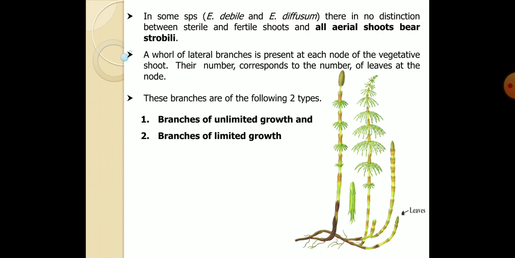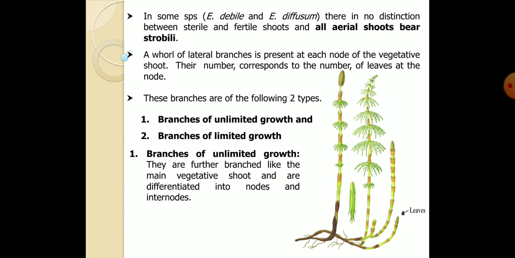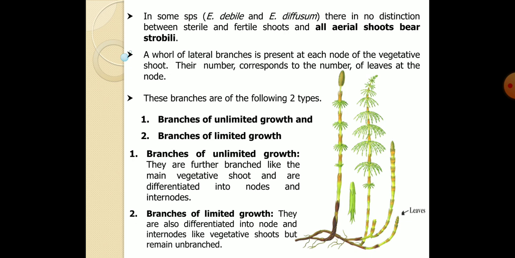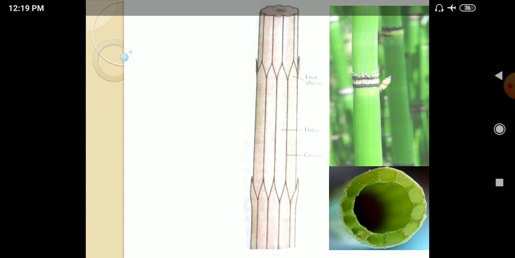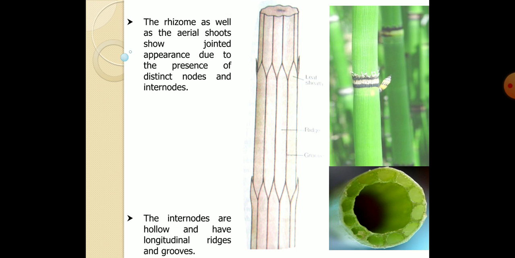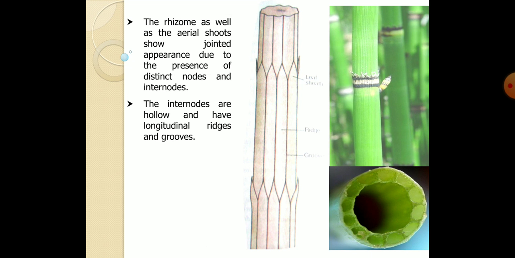The branches are of two types, branches of limited growth and branches of unlimited growth. Branches of limited growth have limited shoots, with small internodes and nodal regions. Branches of unlimited growth are also differentiated into node and internodal regions, just like the vegetative region, but they have unbranched rhizomes. This appears due to the presence of nodal and internodal regions.